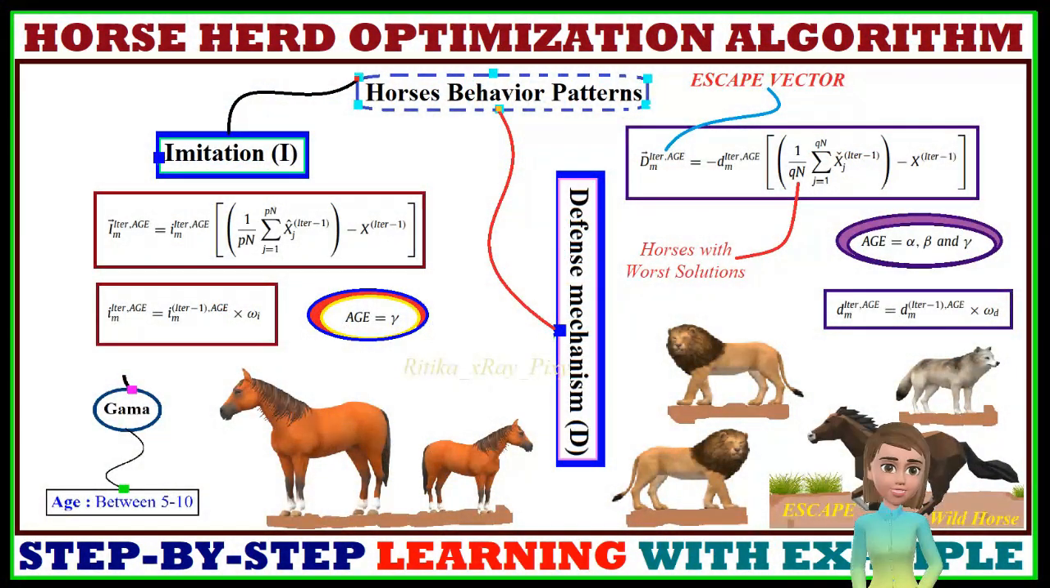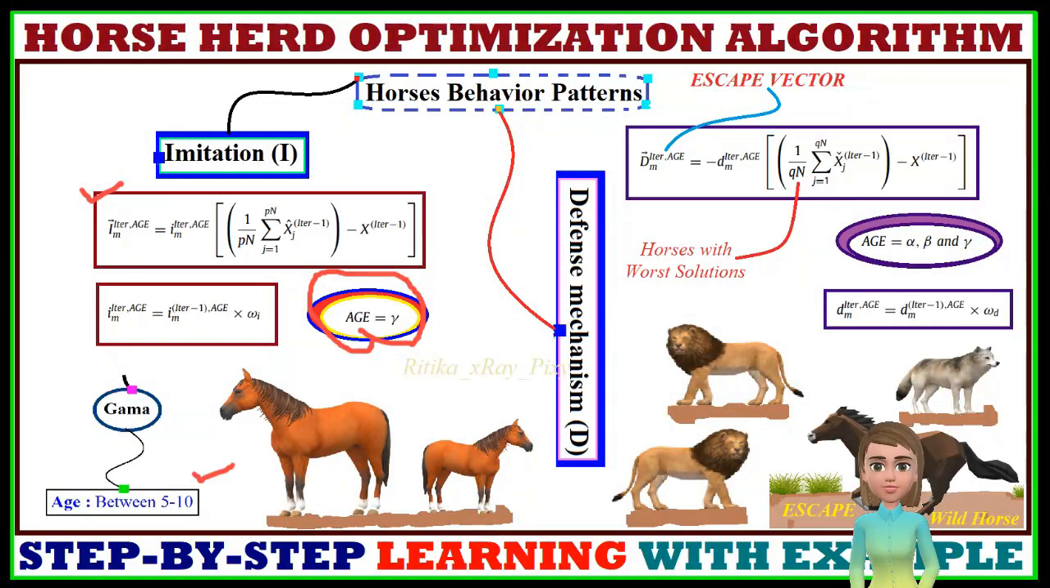After that, we have the imitation and the defense mechanism for the horses. Horses imitate each other. They can learn good and bad habits from other horses, and this behavior is often seen in younger horses. In this algorithm, this is the mathematical model that we can use to update the horse position for the gamma horses, that is, the age between 5 to 10 years old.